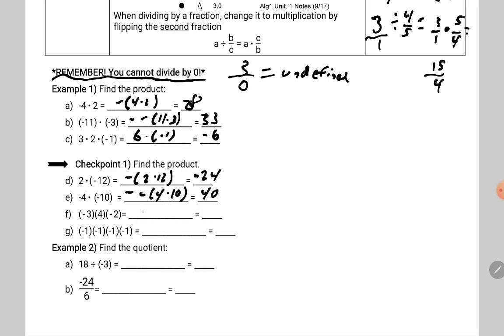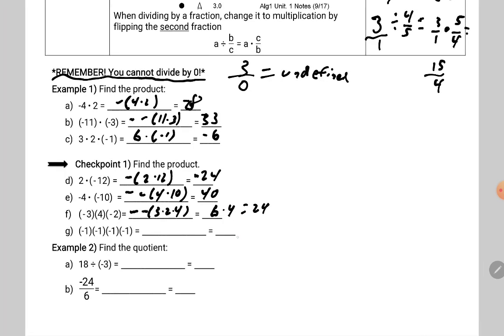I'm going to rearrange it to make it easier. So I have negative, negative, and I'm just going to say 3 times 2 times 4. Negative, negative becomes positive, so I don't have to worry about that. 3 times 2 is 6, and then we have 6 times 4, which is 24.